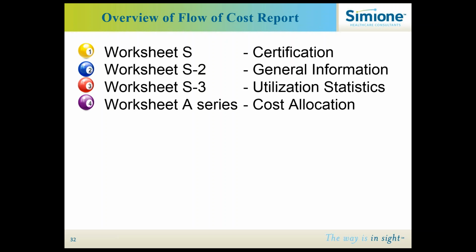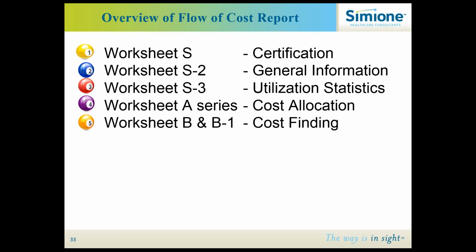Worksheet A series is also called a trial balance of expenses. It's where all the expenses will go. Now, the total expenses should agree with your financial statements. One of the questions on the 339 is whether the total expenses of the cost report agree with financial statements. If they do not, you've got to provide an explanation, and a reconciliation is attached to the 339.